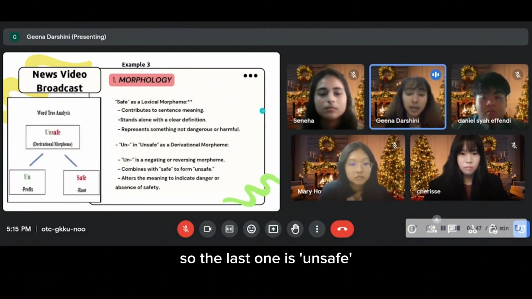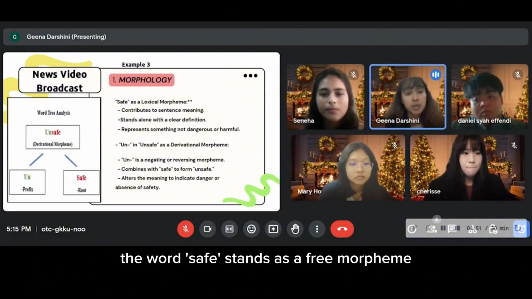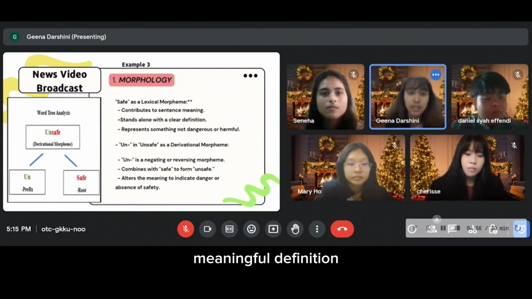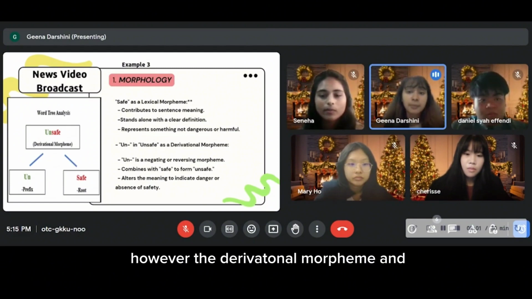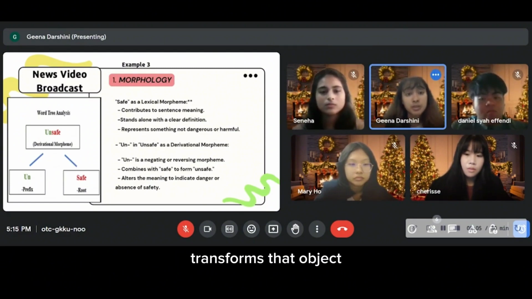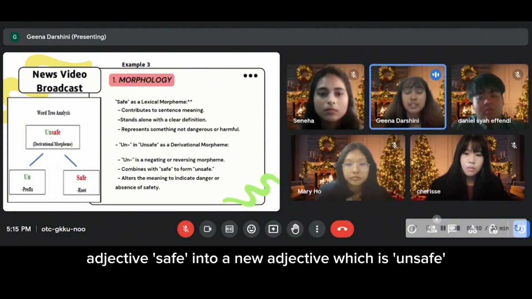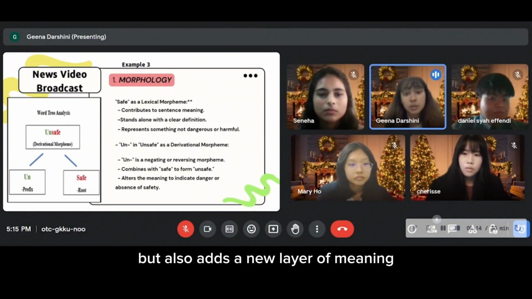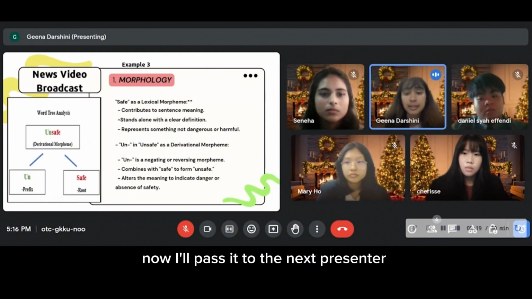So the last one is unsafe, which is found in the third example. The word safe stands as a free morpheme capable of standing alone with a clear, meaningful definition. It doesn't require any additional morphemes to convey its primary meaning. However, the derivational morpheme un transforms the adjective safe into a new adjective, which is unsafe. This process not only changes the grammatical category, but also adds a new layer of meaning, emphasizing the opposite of safety. Now I'll pass it to the next presenter.